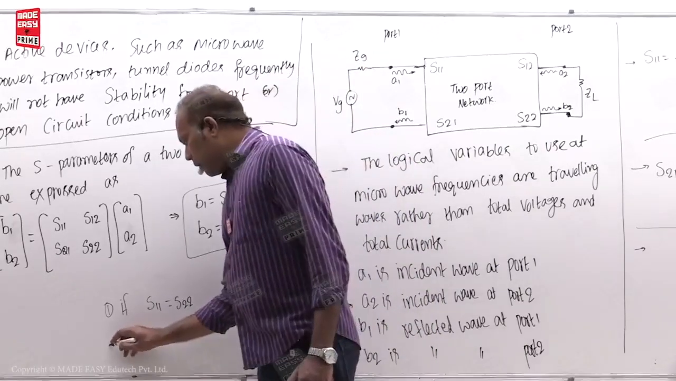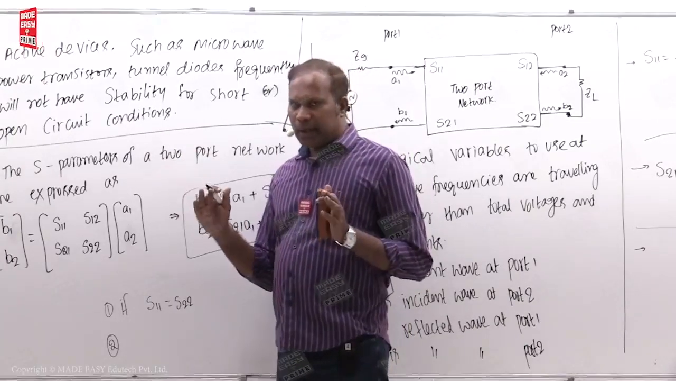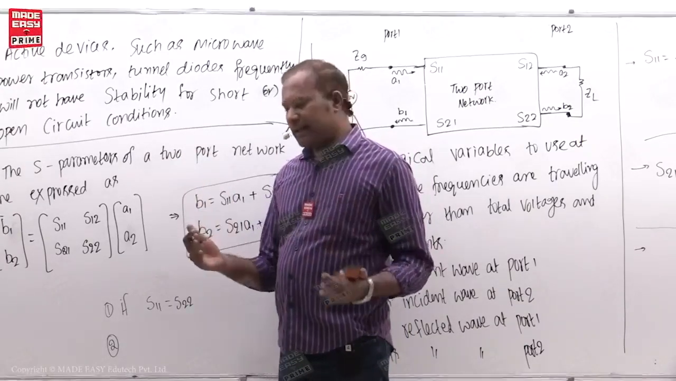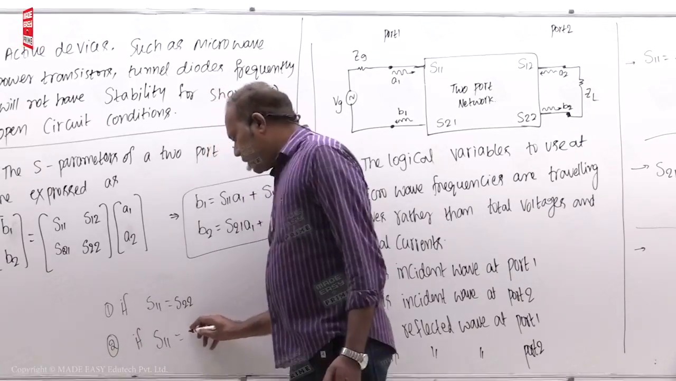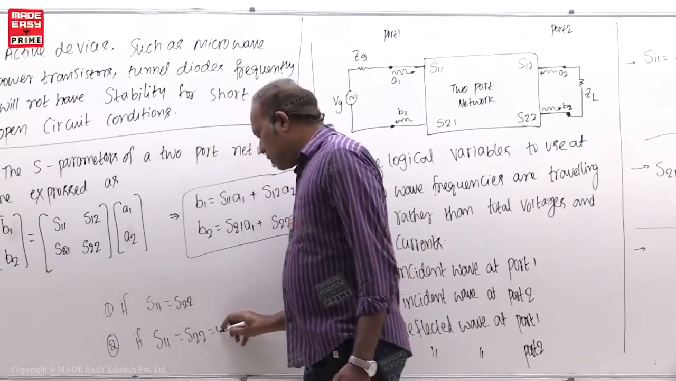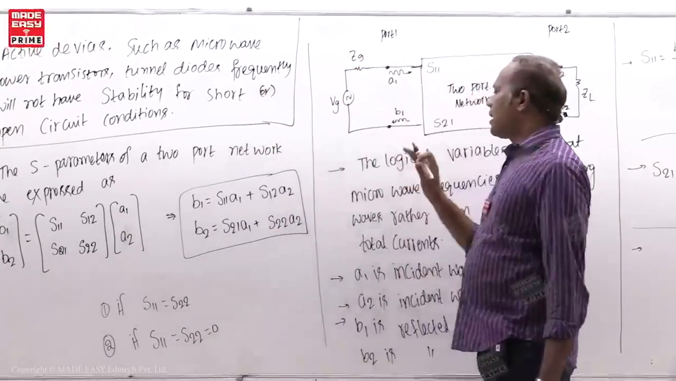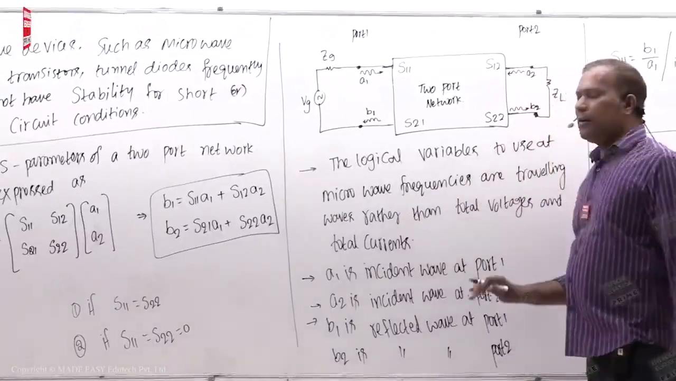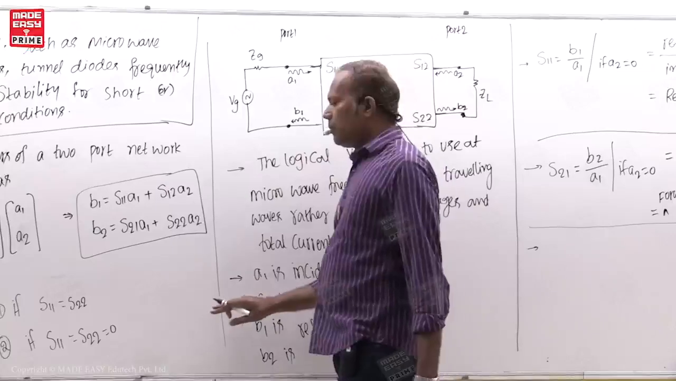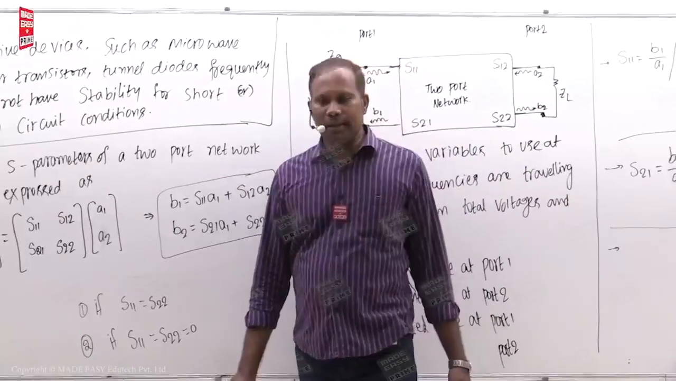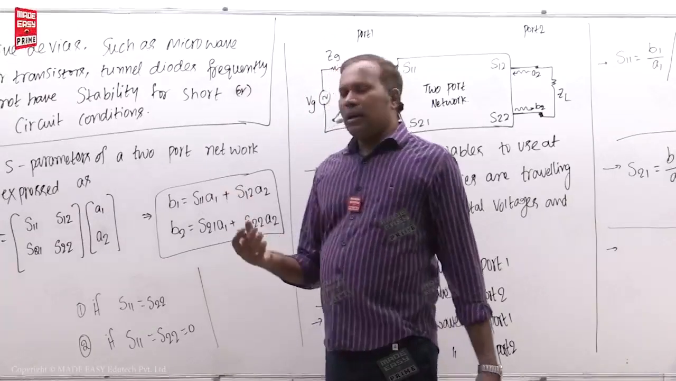Now, one network is there. For that you found the S matrix. Then if you got S11 is equal to S22 is equal to 0, that means S11 is 0, S22 is 0. That means port 1 is matched, port 2 is also matched. So that is the meaning. If both reflection coefficients are 0, both ports are matched. That is the meaning.